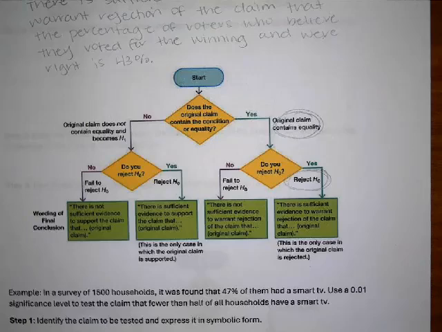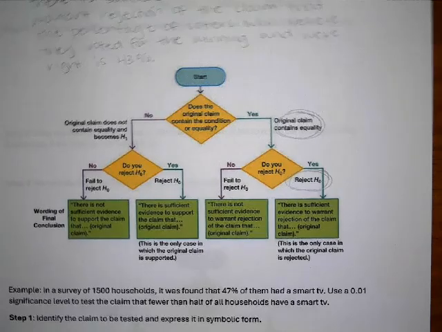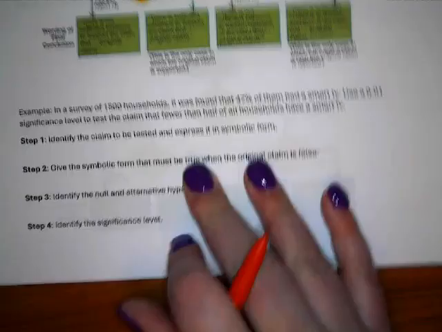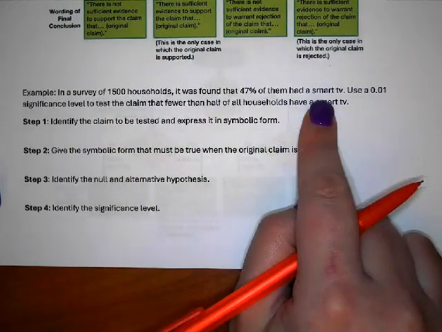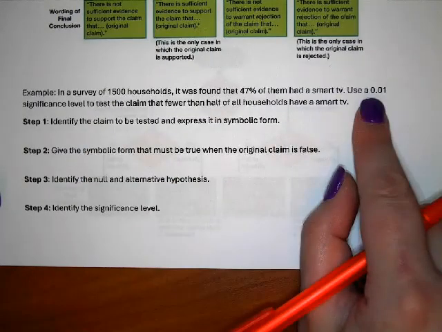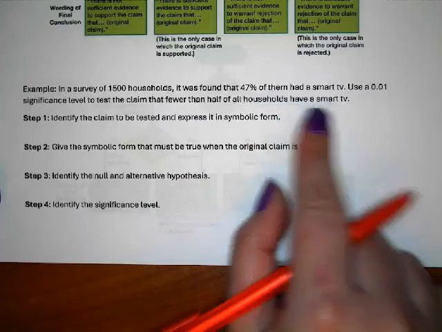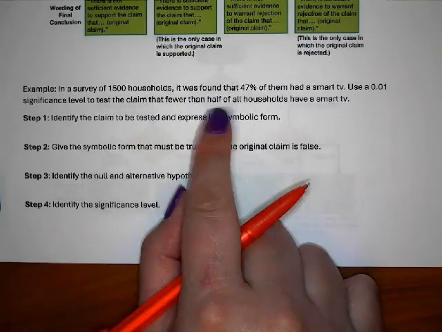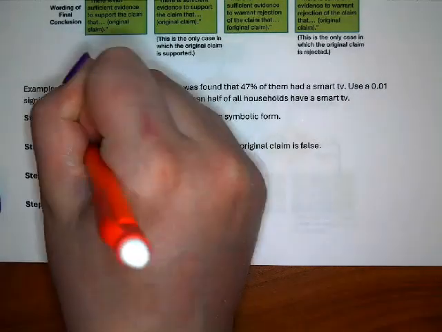Okay, let's take what we've learned and let's do it again. So this next problem says, in a survey of 1,500 households, it was found that 47% of them had a smart TV. So this is our sample. Use a 0.01 significance level to test the claim that fewer than half of all households have a smart TV. So the claim is that fewer than half, fewer than 50%, have a smart TV.